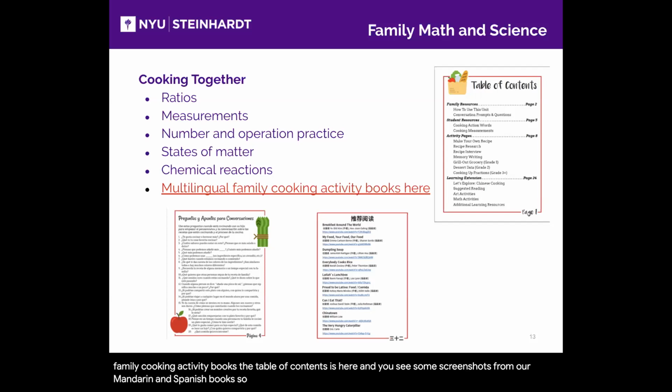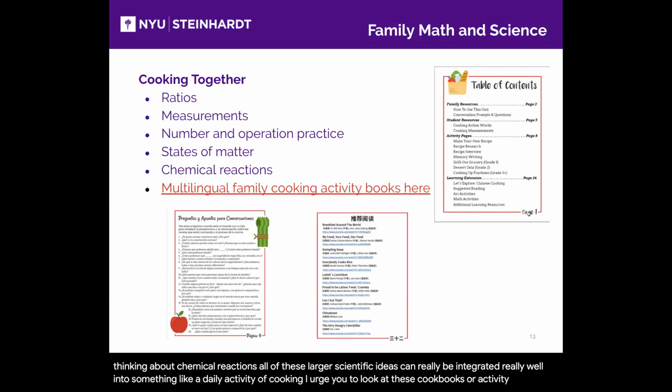So what we are thinking about is, how are we taking the simple act of cooking and helping families to integrate lessons about everything from ratios to measurement, number and operation practice, something as simple as states of matter. Why is steam rising up from the broccoli? Thinking about chemical reactions. All of these larger scientific ideas can really be integrated really well into something like a daily activity of cooking. I urge you to look at these cookbooks or activity books and think about how they can be used with your families.